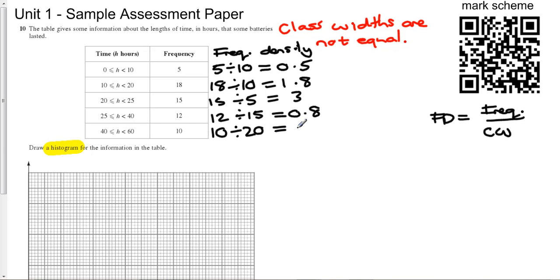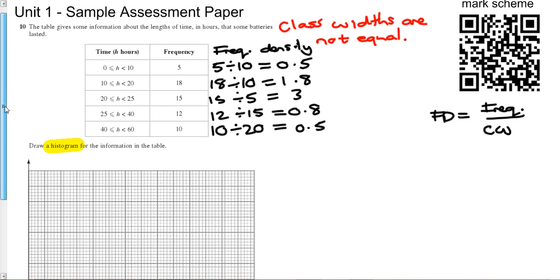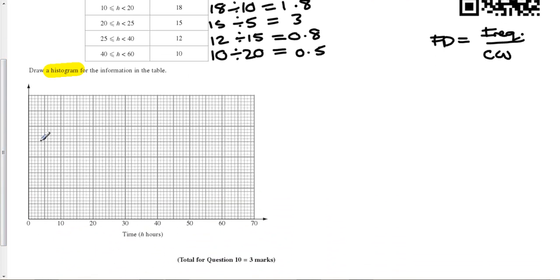Now what that means is, rather than just looking for the highest frequency, you can find the most densely packed group, and having 15 in a group between 20 and 25 hours is more densely packed than having 18 between 10 and 20, and that's a better representation of the data. So once you've worked out the frequency density, you can then apply it to the chart.